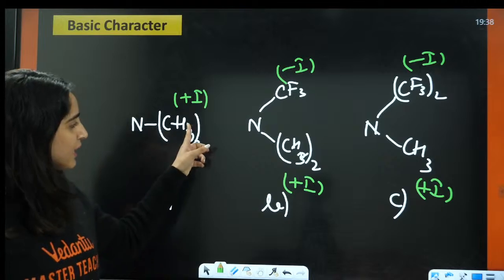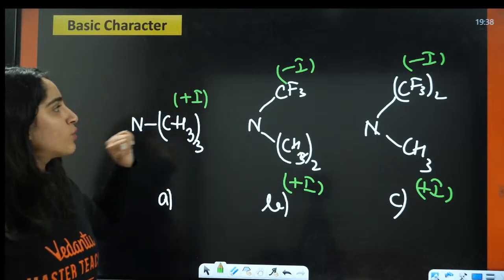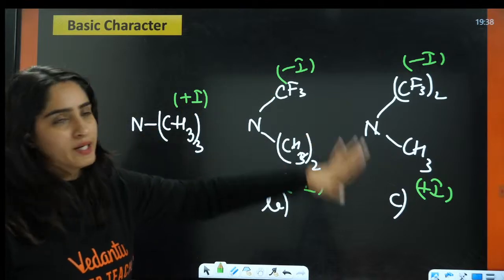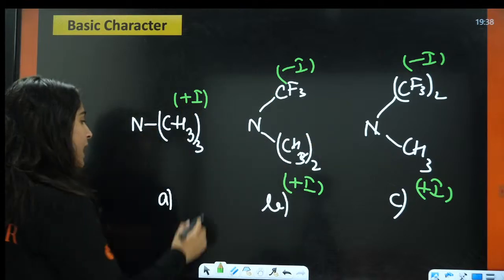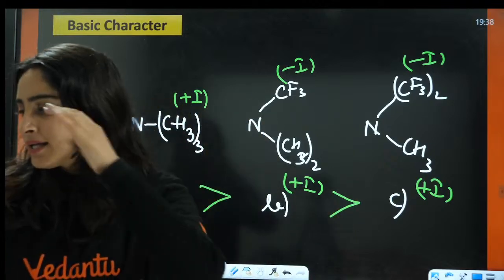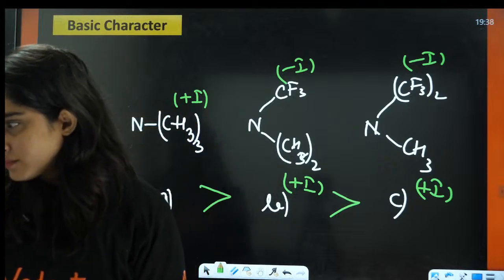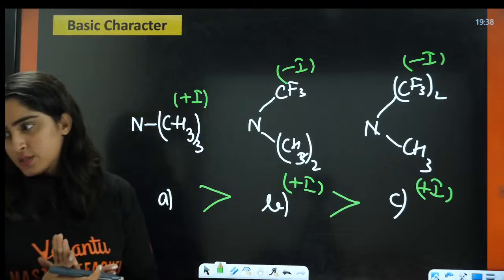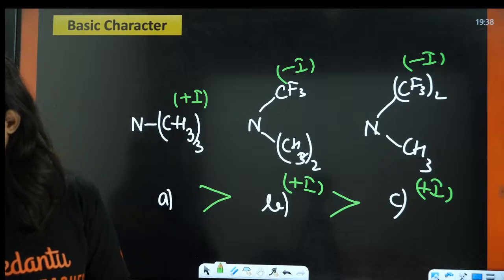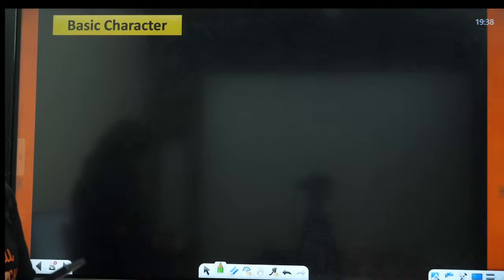So here we have 3 electron donating, 2 electron donating, 1 electron donating. 0 electron withdrawing, 1 electron withdrawing, 2 electron withdrawing. So that means A is more basic, then B, then C. The answer is A, then B, then C. This is the basic strength. Okay, very nice, very good. Let us do other questions.